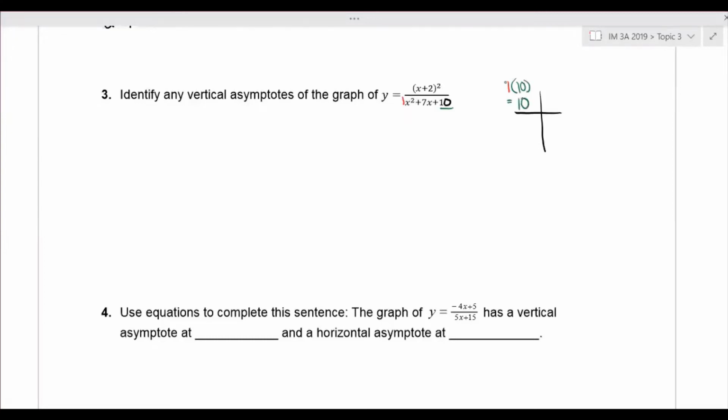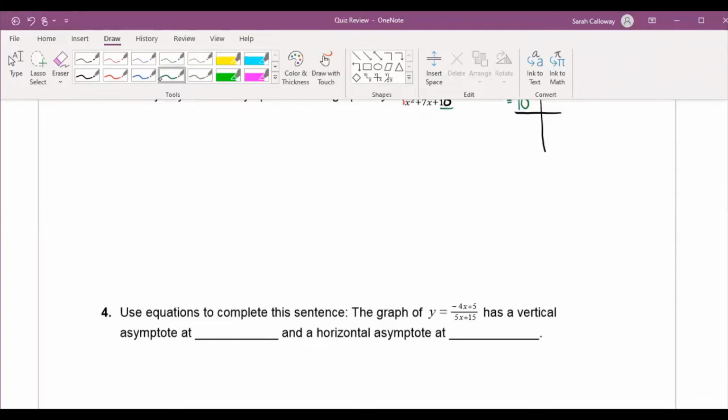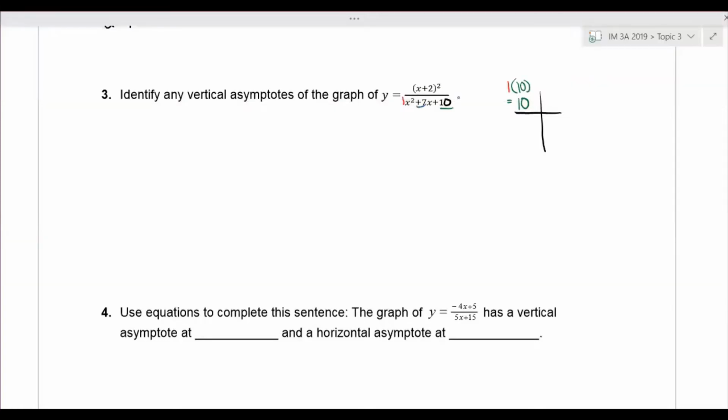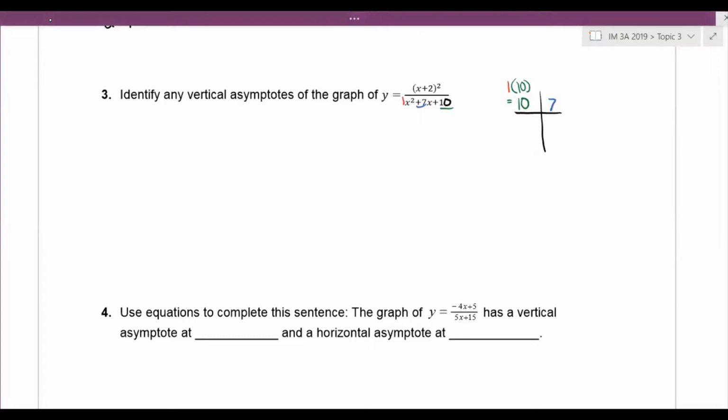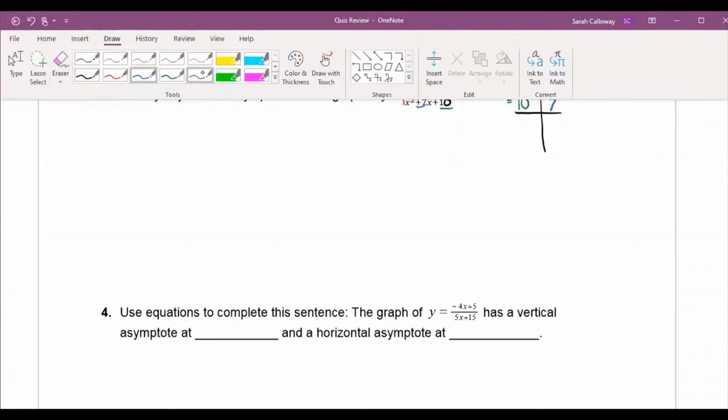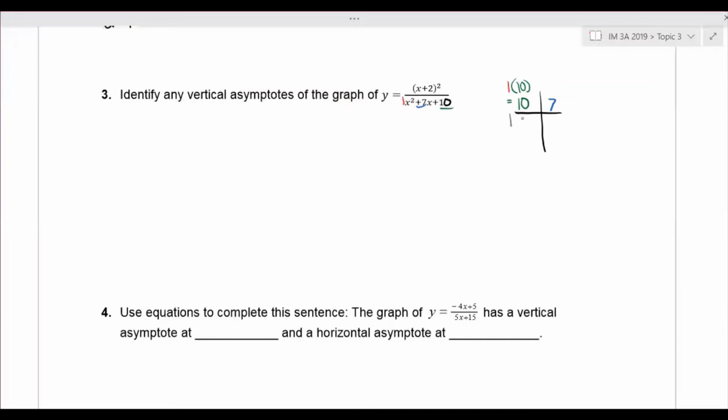And so we need 2 numbers that multiply to 10, but add to 7, which is our value for b. And so the factors of 10 are only 1 and 10, or 2 and 5. Sorry, 1 times 10 makes 10, but 1 plus 10 makes 11. And then 2 times 5 makes 10, and 2 plus 5 makes 7. So those are the factors that we're going to use.